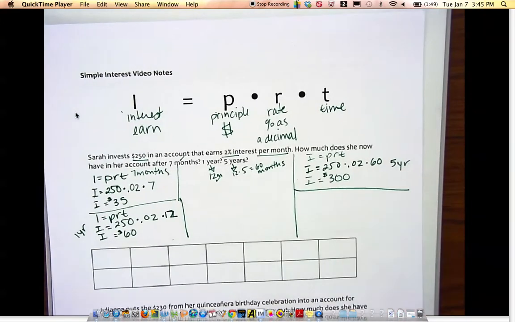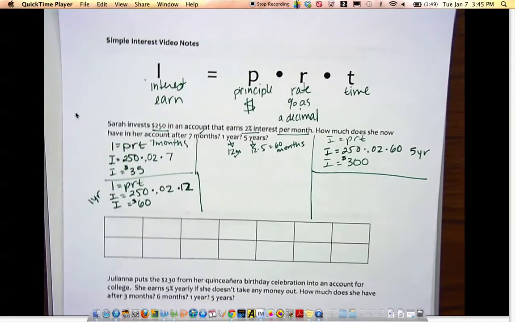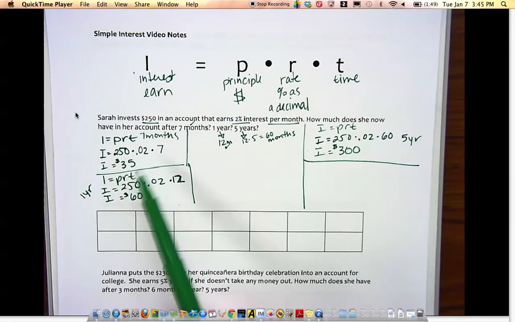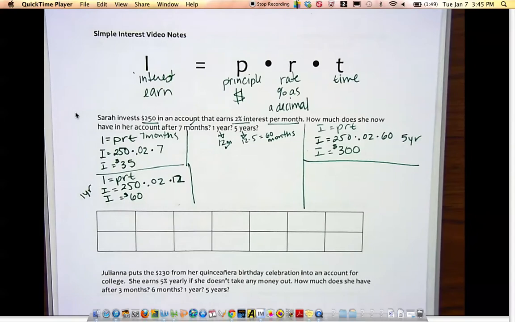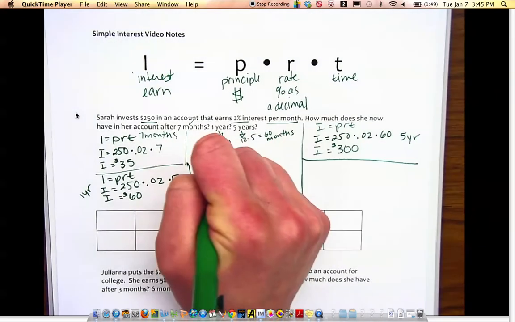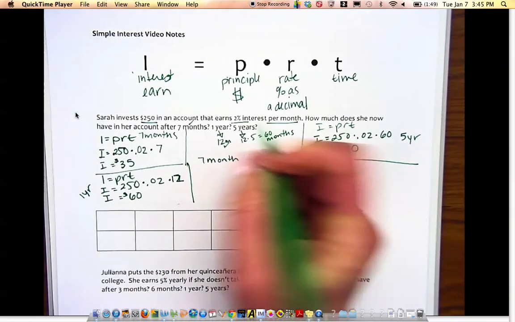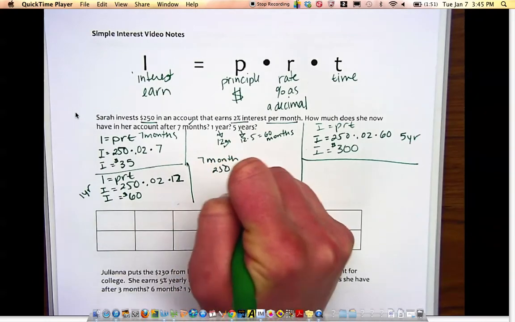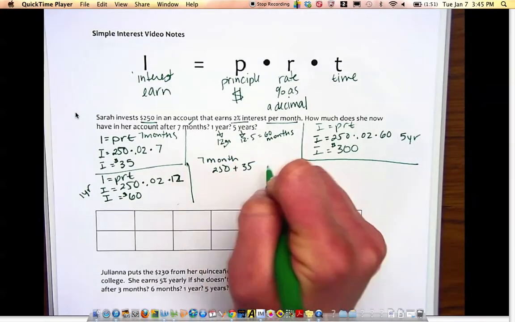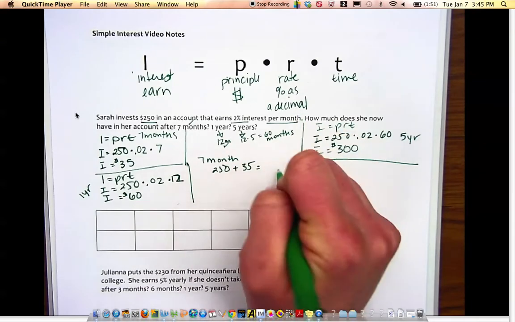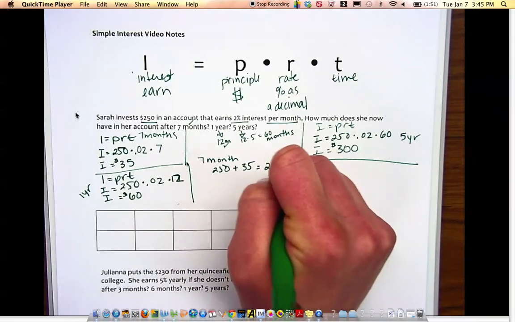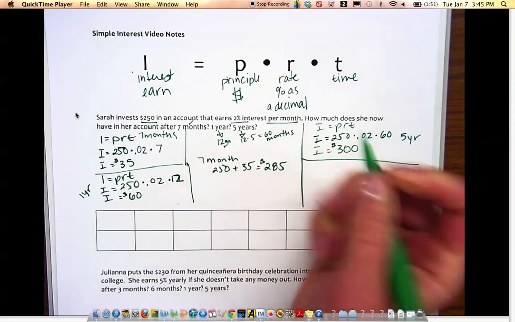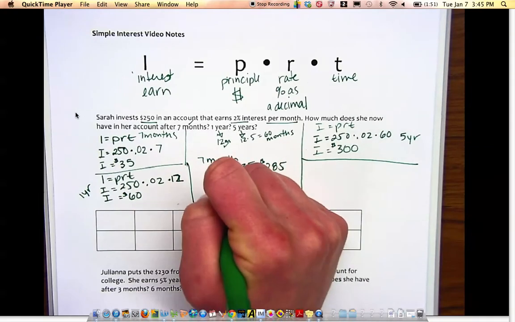Now, there was another part to the question. It wasn't just how much money she is earning at each of these timestamps. It's asking how much money she now has in her account. So at the 7-month mark, I'm going to take the $250 she has and add the $35 she earned and find that she has $285 in her account. So this is the earned, this is the had.